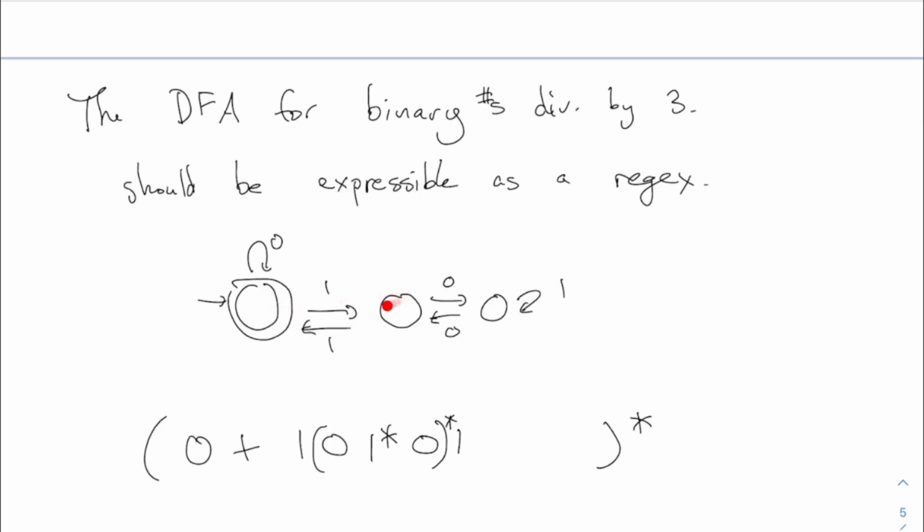You've got to do the first one and then you can do this part as many times as you like. And this part is 0 followed by a bunch of 1s followed by another 0. And then you've got to do the last one to get back to the beginning. And then all of that, you could do several times. But anyway, this is the regular expression which generates all possible binary numbers that are divisible by 3. I think that's cute, right?